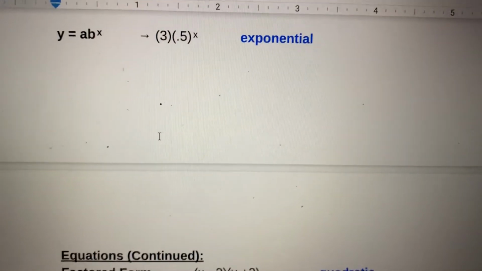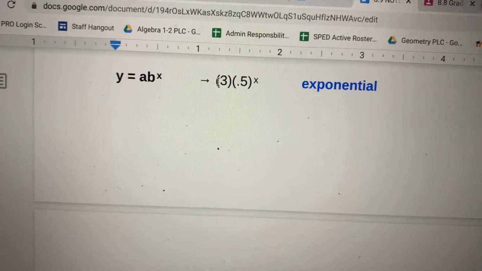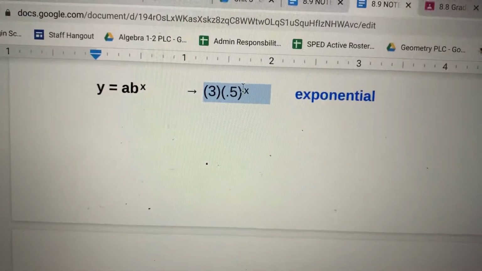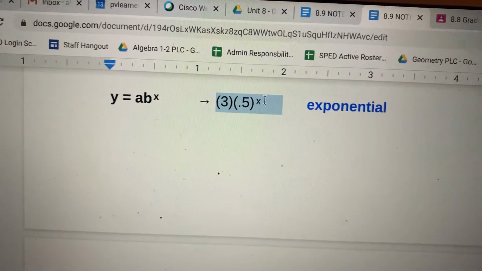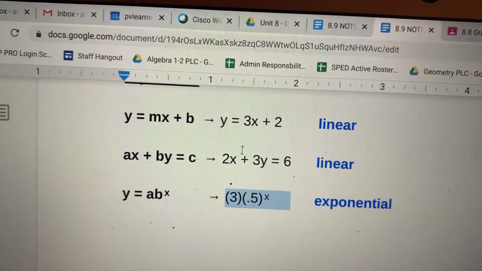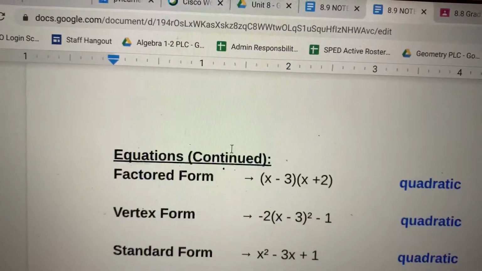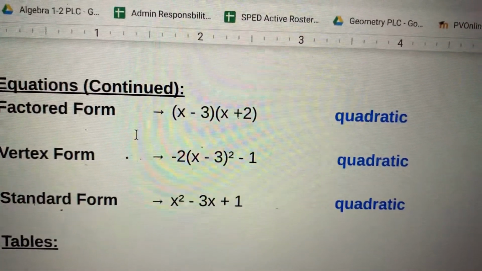So I'll keep going. This last one here, we have 3 times 0.5 to the x power. So the x there is an exponent, so that's going to be exponential. Okay? So when it's a little x, it's going to be exponential. When it's a regular x without an exponent, it's going to be linear. And then as we see down here, these are all quadratic because they will give us x squared.